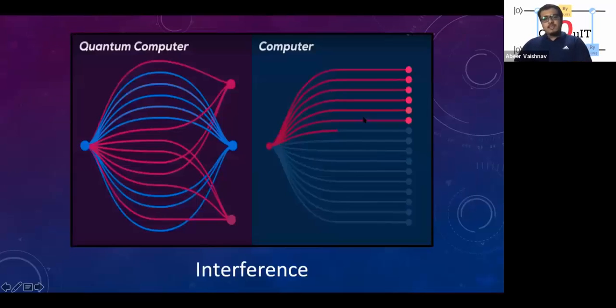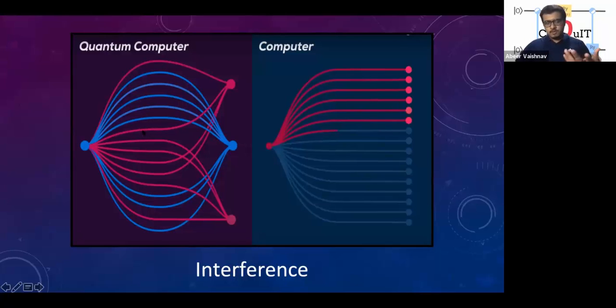And finally, the third thing is interference. Interference is a property by which we can converge to some particular solution. For example, say I have a classical computer. If we have some problem and there is a set of solutions, we need to determine which of them is correct and which is wrong. A classical computer would have to go through each path individually and try it.